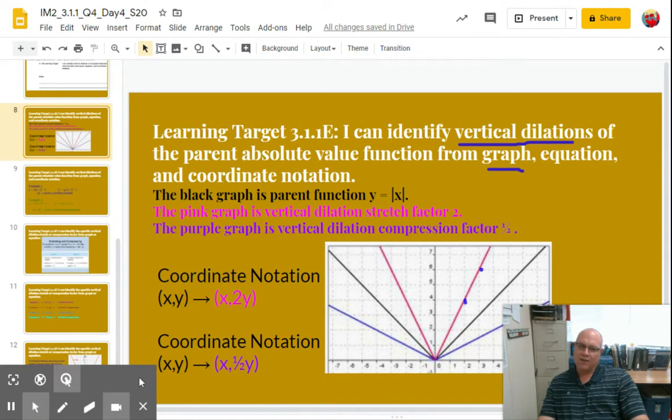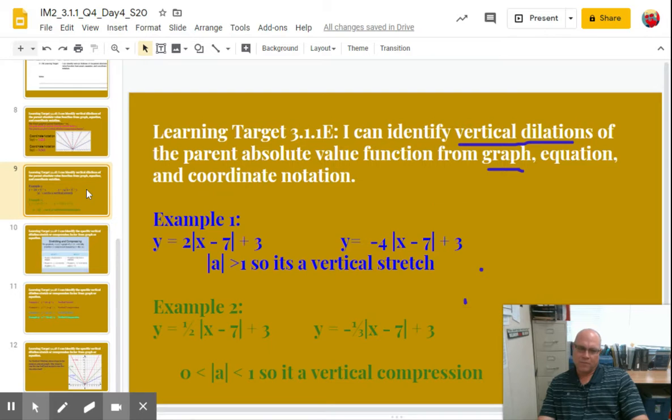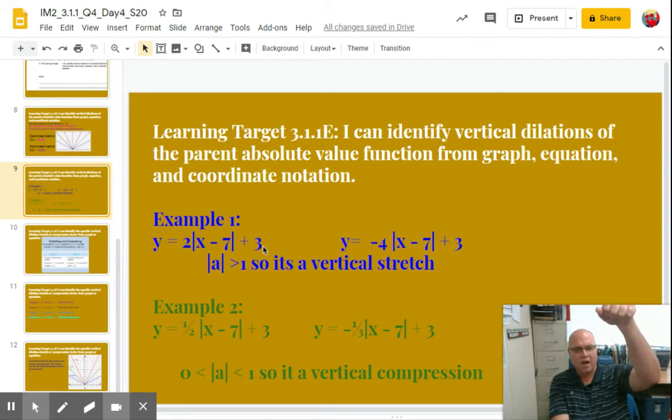All right, now let's look at equations. So the a value, if the absolute value of a is bigger than 1, then it's going to be a vertical stretch. If the a value is 1 or -1, then there's no dilation in that situation. So here's our example: y equals 2 times the absolute value of x minus 7, plus 3. We know that has a vertical stretch. The scale factor is 2.